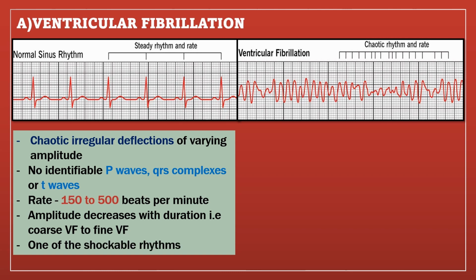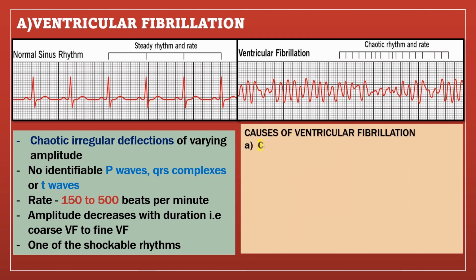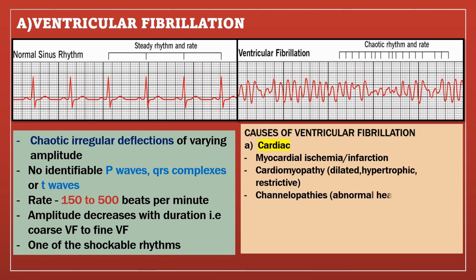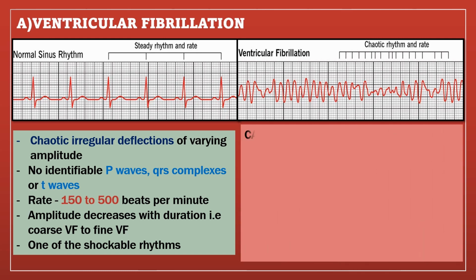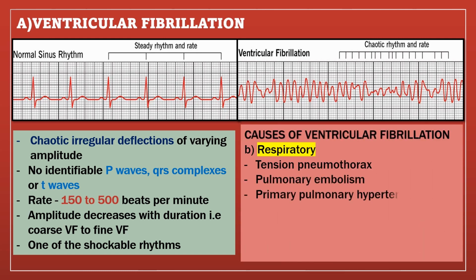There are two main causes of ventricular fibrillation, that is cardiac causes, which include myocardial ischemia or infarction, cardiomyopathy, channelopathies, Brugada syndrome, aortic stenosis, myocarditis, cardiac tamponade, etc. And the respiratory causes are tension pneumothorax, pulmonary embolism, primary pulmonary hypertension, sleep apnea, bronchospasm, aspiration, etc.